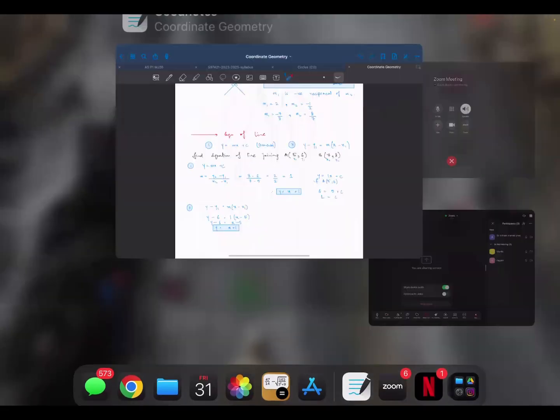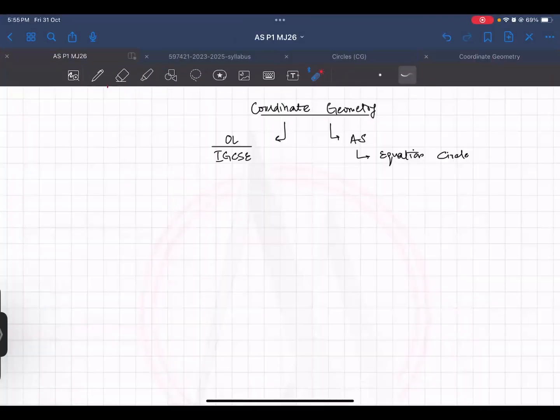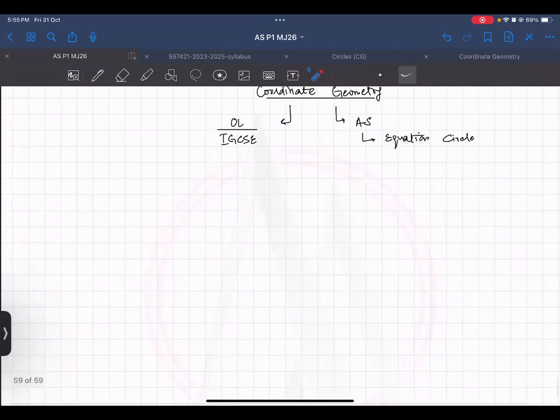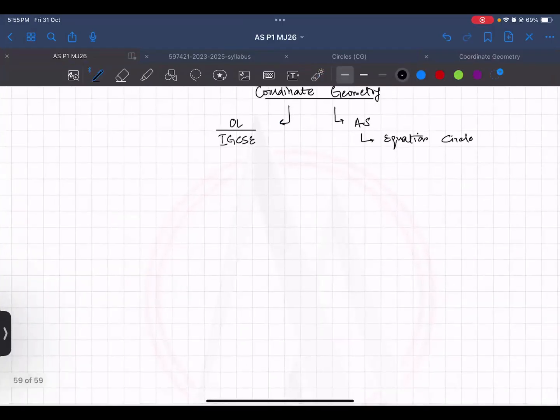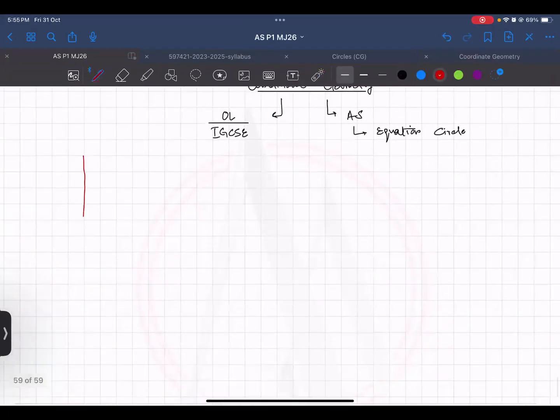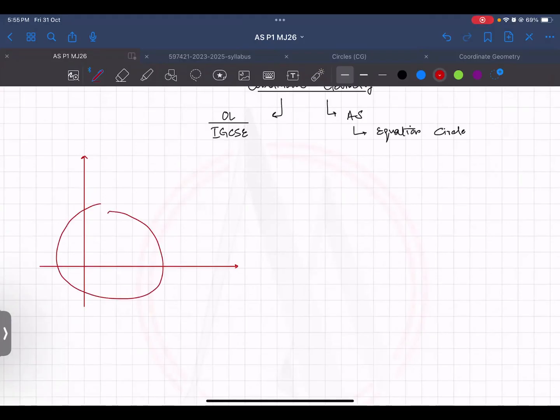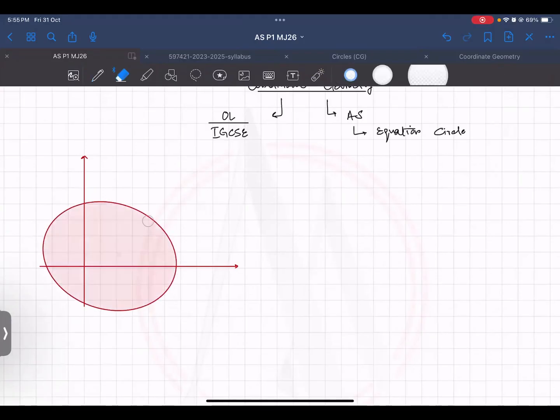Okay, now moving on to the AS part, finding the equation of circle. Now we know this is your, not a circle.